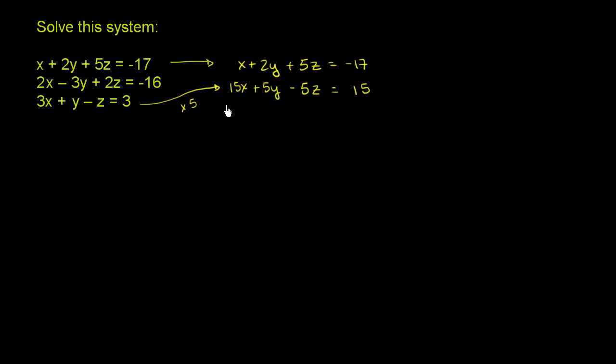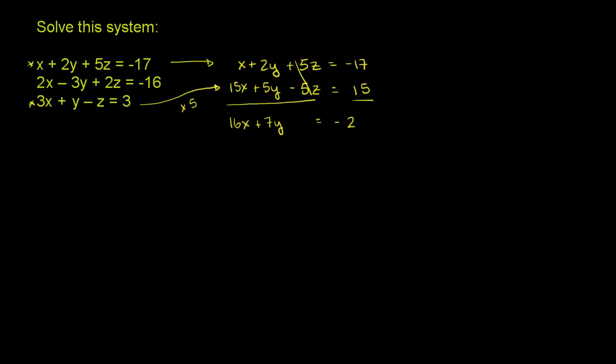And so if we add these two equations, we get x plus 15x is 16x. 2y plus 5y is 7y. And 5z minus 5z, or plus negative 5z, those are going to cancel out. And that is going to be equal to negative 17 plus 15, which is negative 2. So we were able to use the constraints in that equation and that equation, and now we have an equation in just x and y.